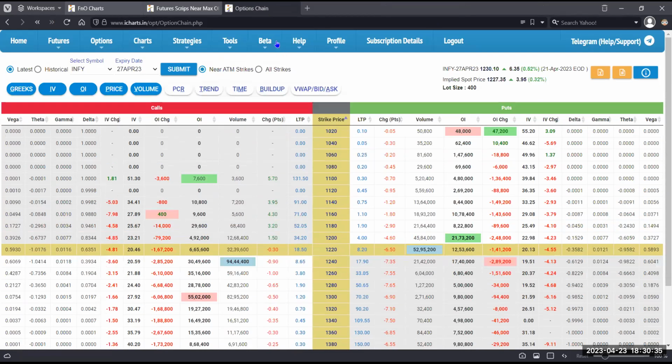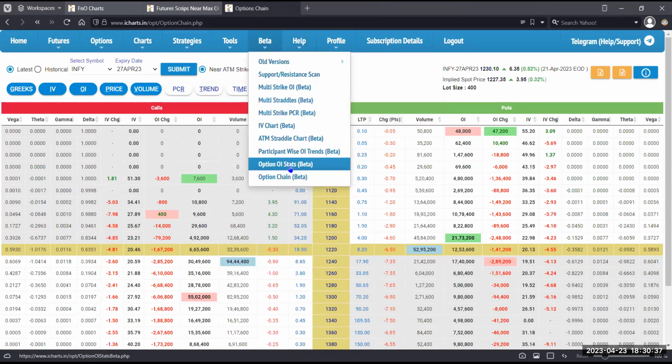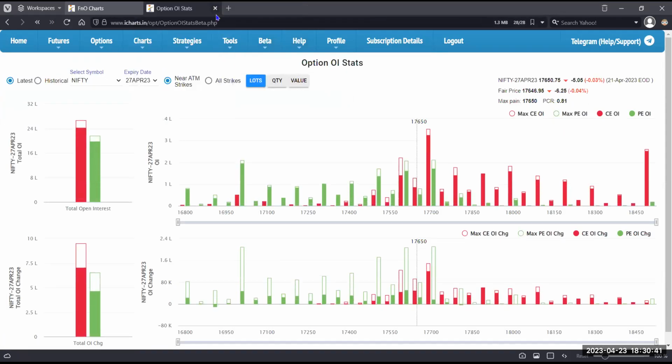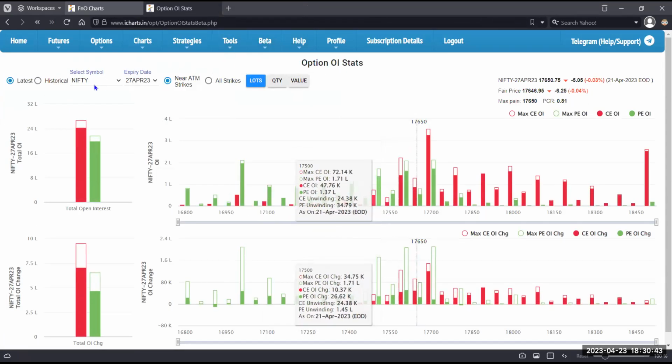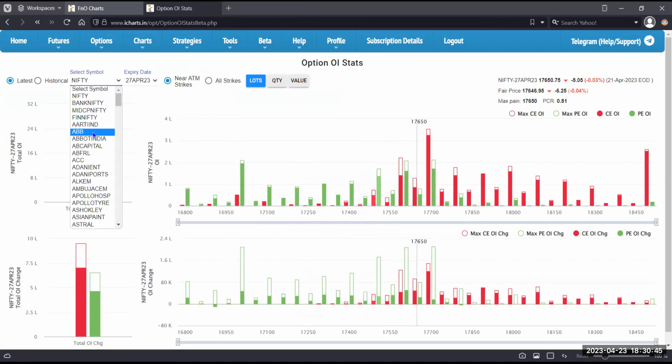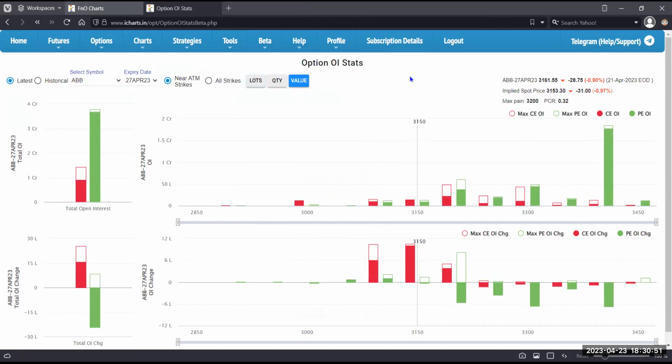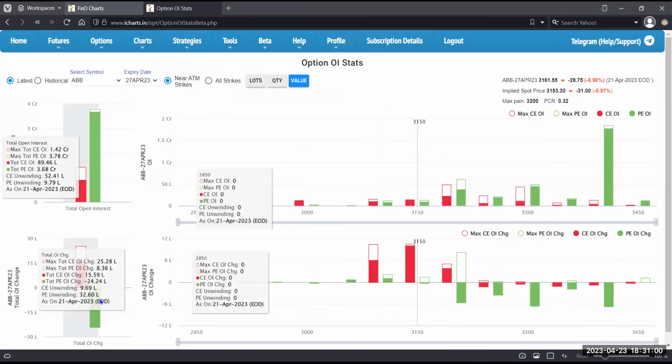Yeah, we'll quickly go to OI stats. Who had the question? Yes, sir. If you open the ABB stock, and then on the values, here also, if you see the put side, interest is a lot on the ITM side, which may indicate it might go up, right? As we discussed earlier.